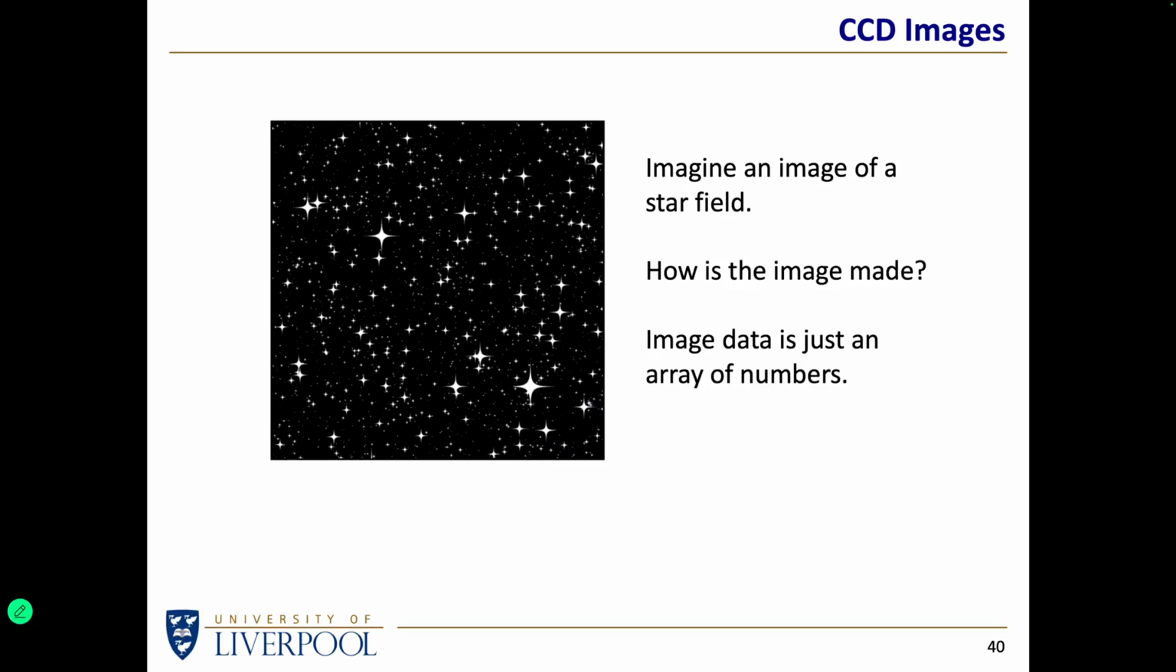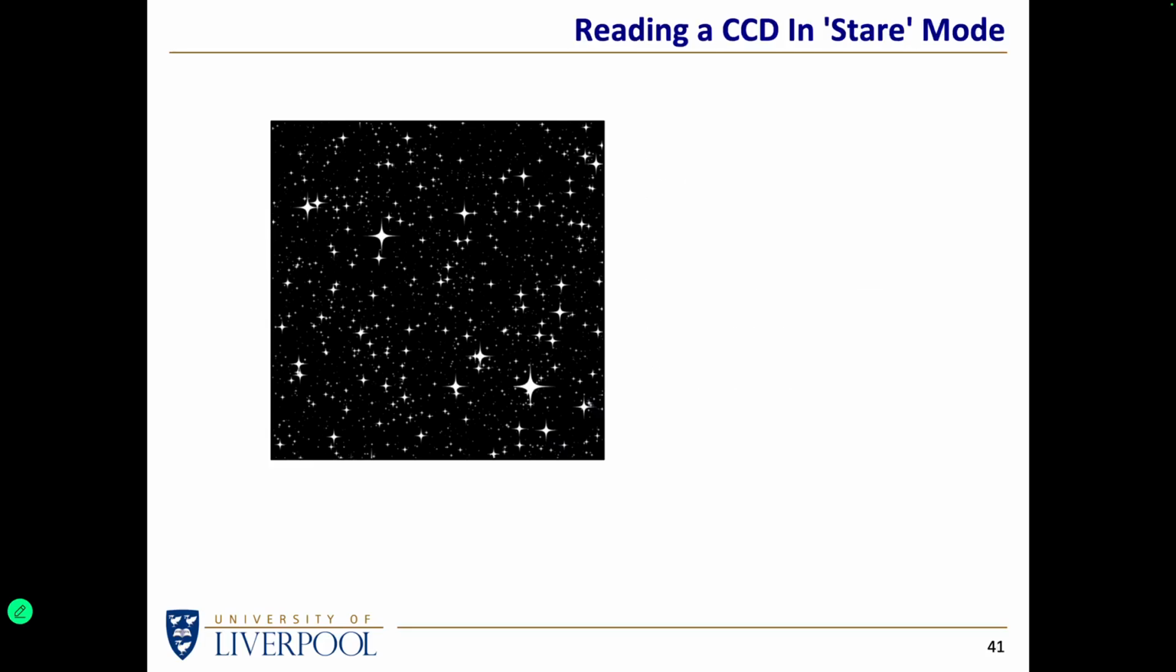So let's just remind ourselves how this is done in a conventional CCD. When you are imaging a star field, let's imagine we're dealing, for instance, with the Hubble Space Telescope. Imagine a star field. How is the image made up? Well, remember, the image data is just an array of numbers. Light hits the sensor, generates charge, and we want to read out what is that charge.